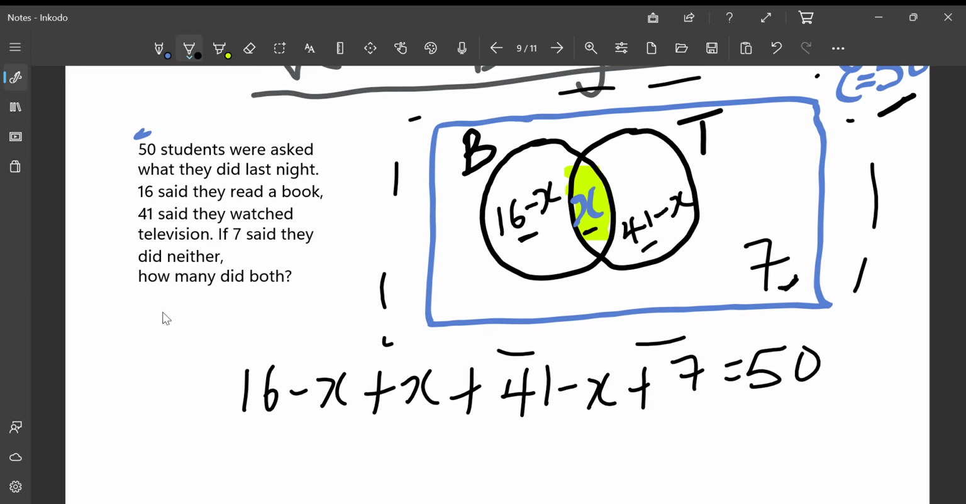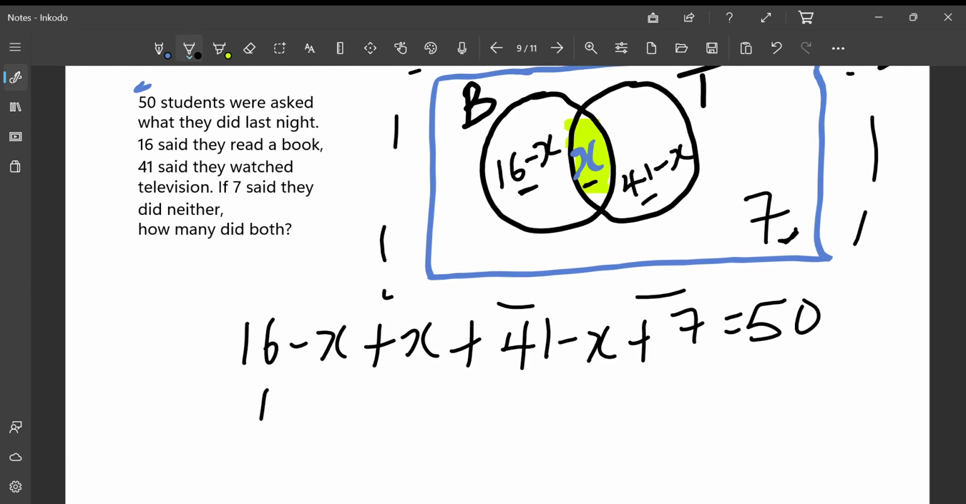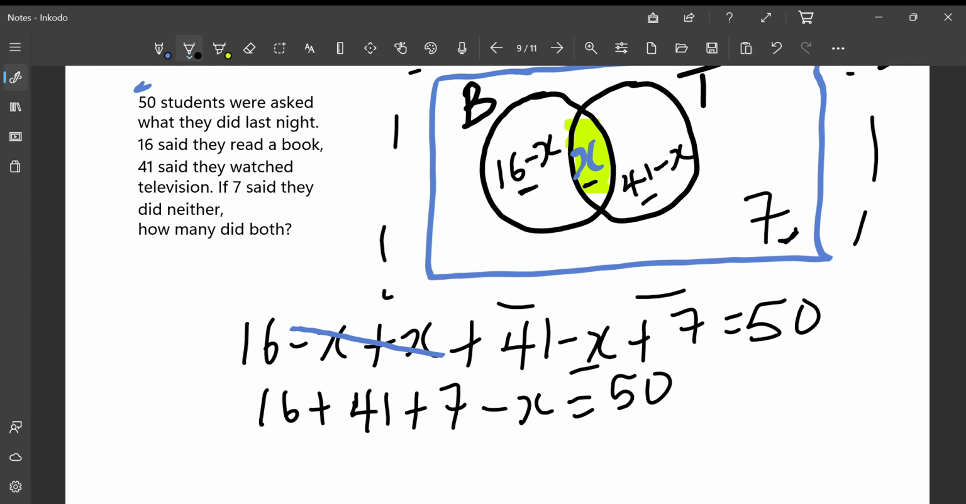All right. So if I collect like terms, I'm going to have 16 plus 41 plus 7. Then if you notice, minus X and plus X will cancel each other. So I'm left with just this minus X here. So minus X is equal to 50. I'm going to take this minus X over to the other side and bring this 50 backwards. So I have 16 plus 41 plus 7 minus 50 is equal to X.